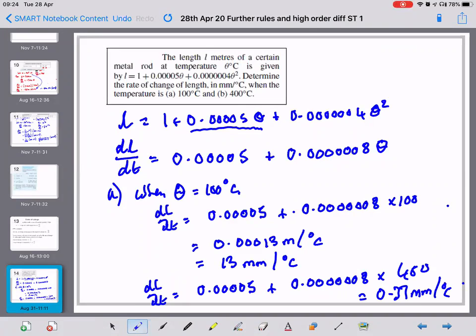What happened to the plus 1? When we differentiate a constant, it's gone. So just leave it out. Differentiate a constant, it disappears. When you differentiate a variable to the power of 1, you just lose the variable. So on the 0.405 bit, you just lose the theta. And on the third term you multiply by 2 and take 1 off the index, so it goes from squared to a power of 1.